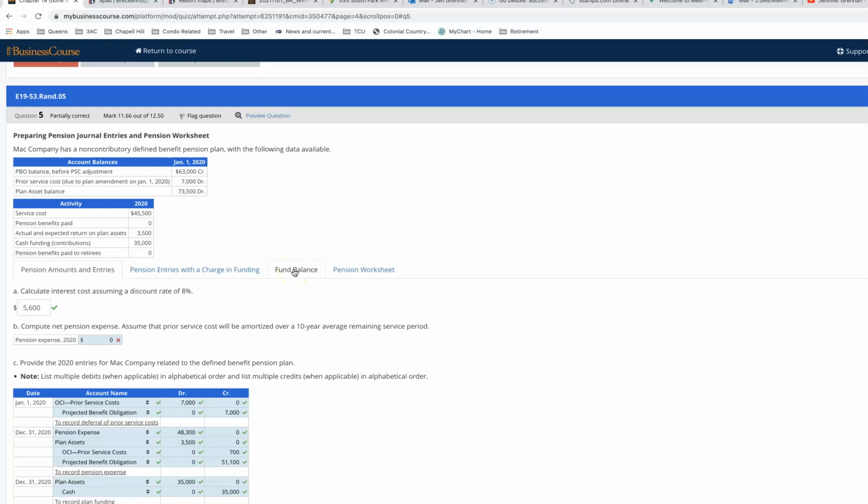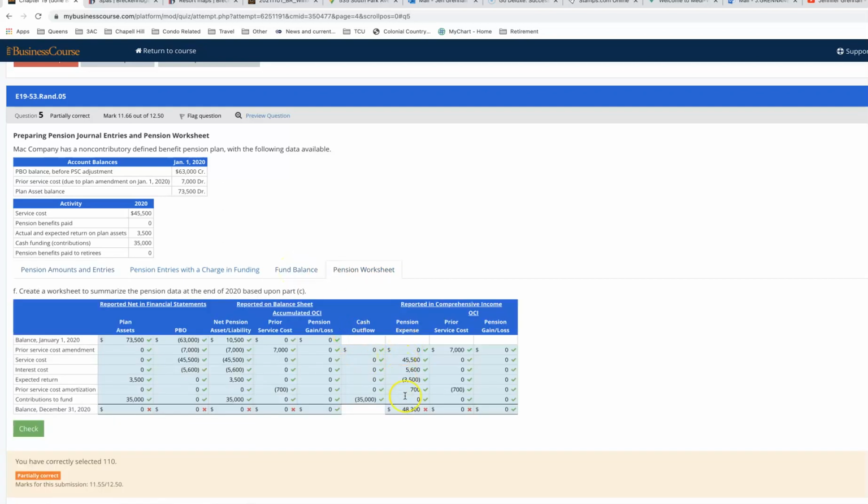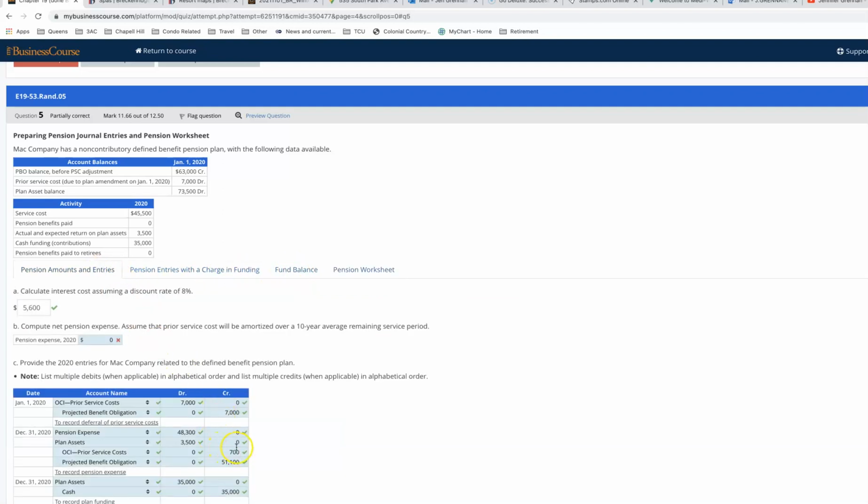Let me go back to the pension worksheet. And again, I'm just looking at the column for pension expense. So I know the first two impact PBO, the next one's plan assets. The next one, if I look across the lines, it's OCI, right? Because I'm bringing that OCI down. If I go back to the journal entry, yep, here we go. I'm amortizing that OCI. And then to balance my entry, I can see it's $51,100 credit to the PBO.